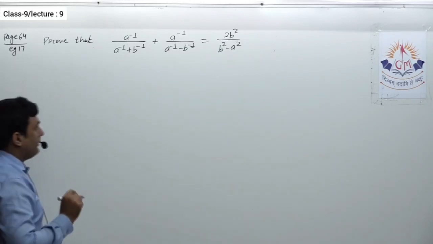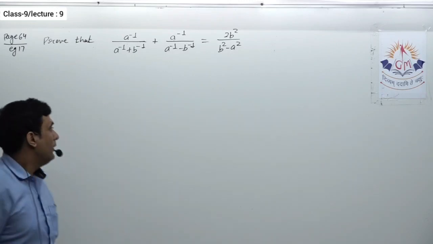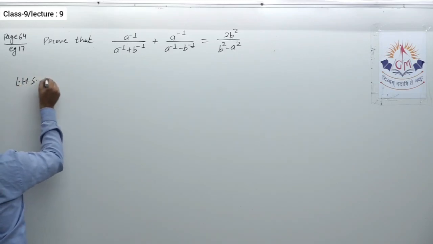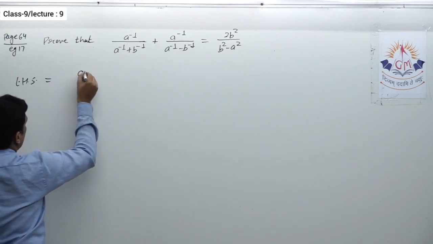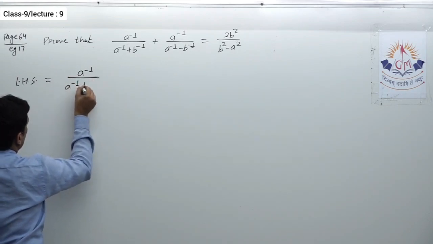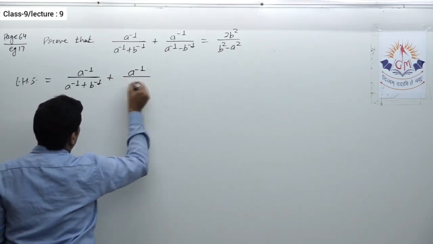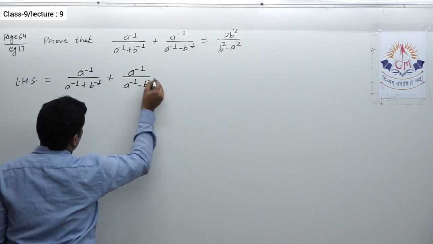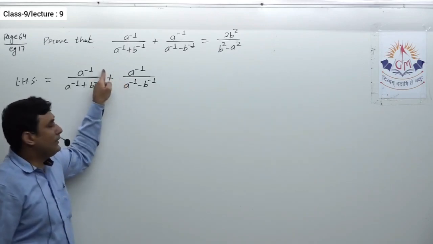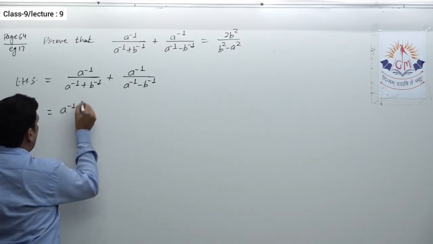So again, as there is a question to prove, we can start either from left side or right hand side. So here we will start from the left hand side. So let us see, LHS is equal to a raised to minus 1 upon a raised to minus 1 plus b raised to minus 1 plus a raised to minus 1 upon a raised to minus 1 minus b raised to minus 1. So very first thing that comes in my mind, that a raised to minus 1 is in both the terms, so I can take that as common. So I took a raised to minus 1 common.